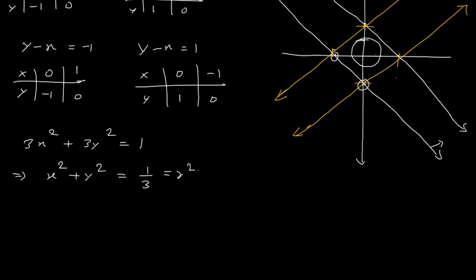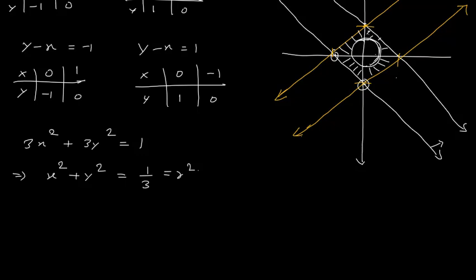So the circle will be like this. The circle will be completely inside the line. So the area which I have to find is this area. The area which I need to find is this area.